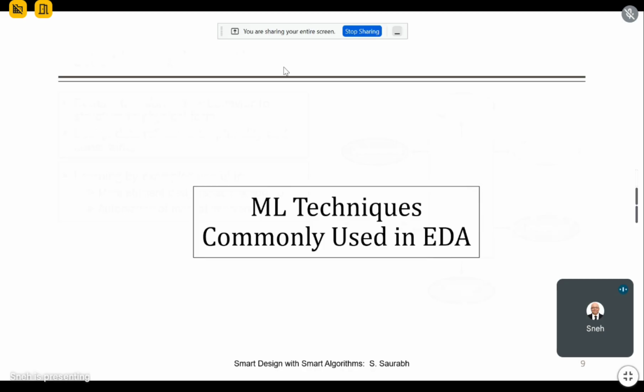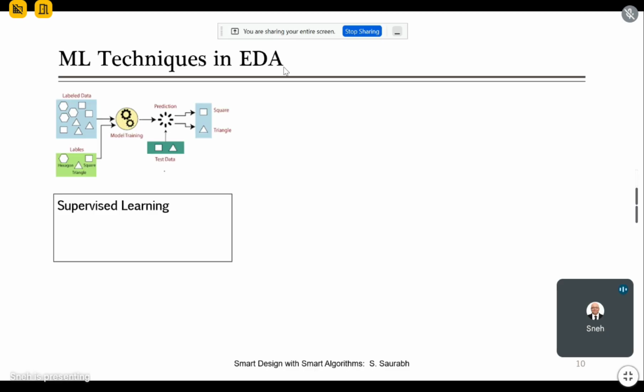Okay. Now, which ML techniques are commonly used in EDA? Right. So, how many of you know about machine learning? No one? Okay. So, the machine learning techniques that are used in EDA, one is known as supervised learning. What is supervised learning? Any idea?